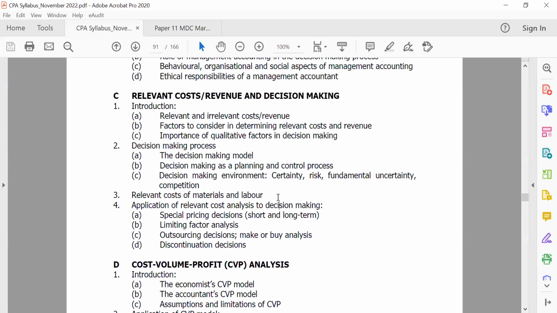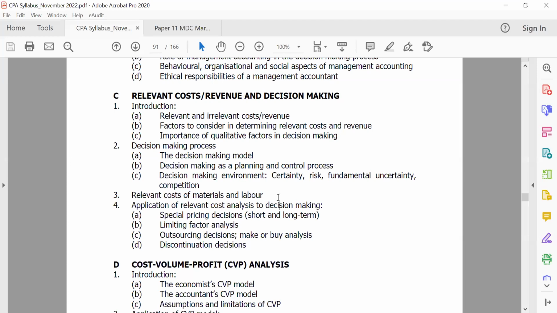Then we shall also look at the relevant costs of material and labor. In the same way, when we are making decisions like taking on a new order, shutting down an operation, or hiring a new skilled staff, we need to make key decisions, and we also need to understand what the relevant costs of materials are.